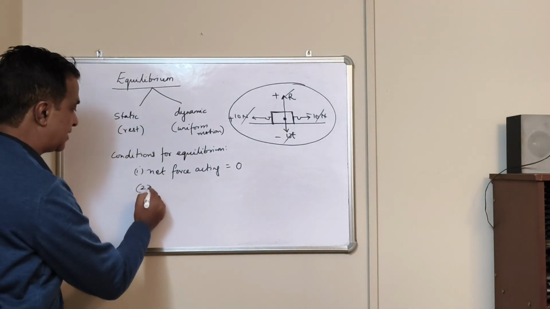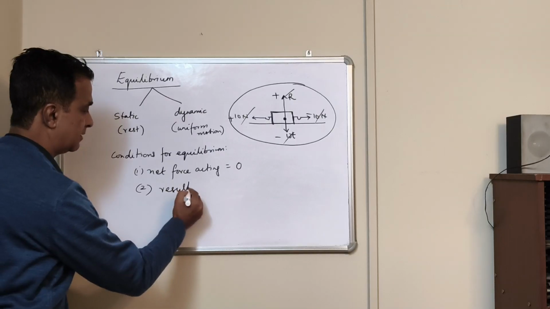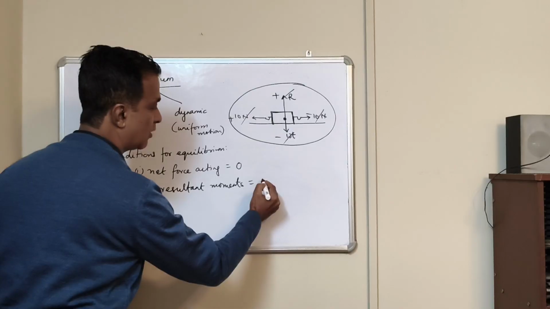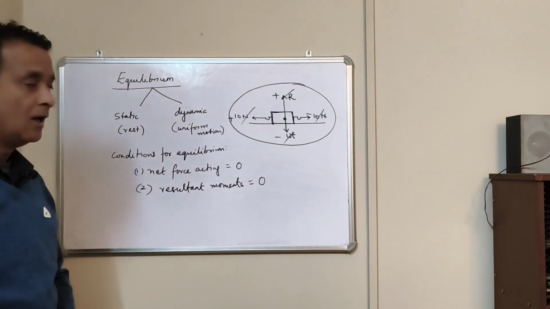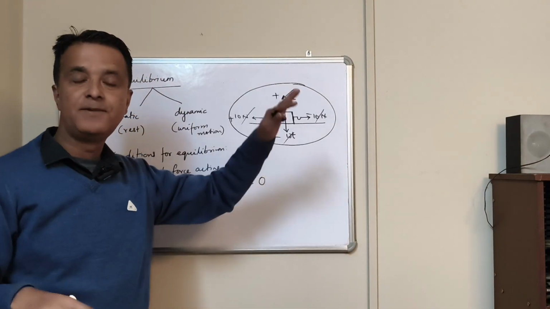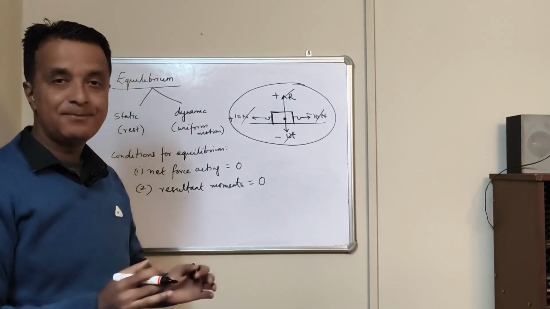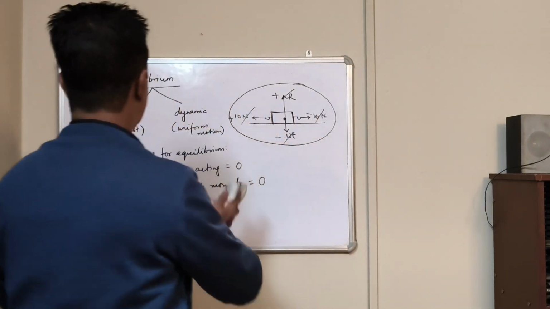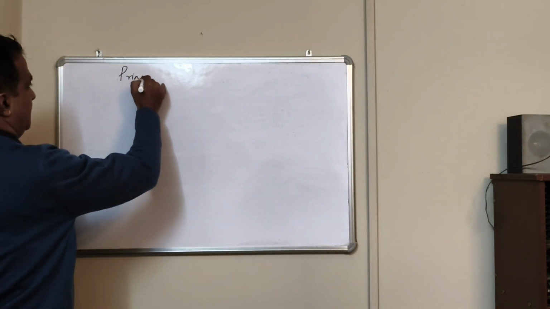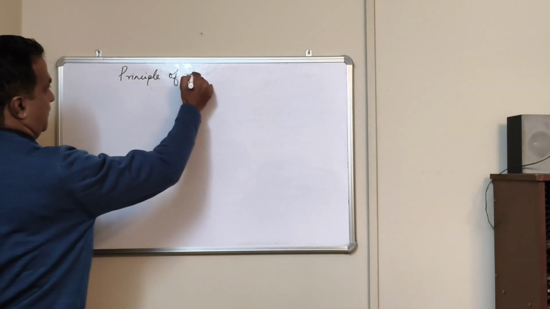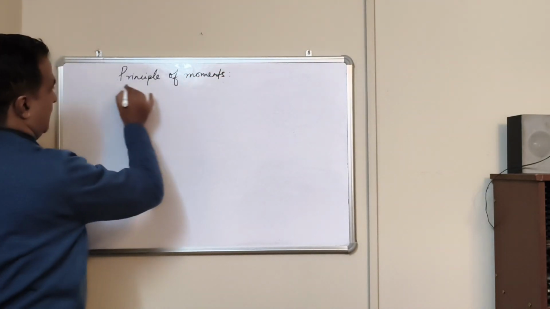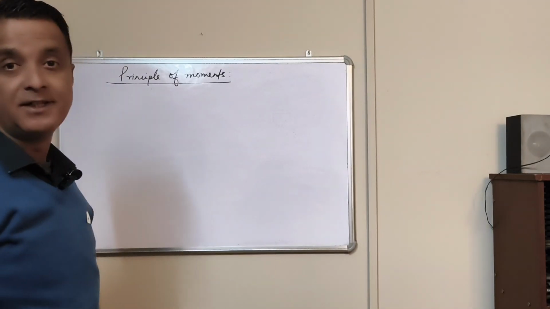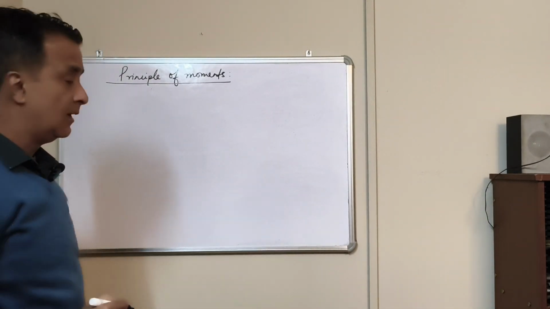Then the second condition is the resultant movements acting on a body should also be zero. Okay, or in simple language, anti-clockwise movement should be equal to the clockwise movement, and that becomes the basis for the principle of movements. Okay, so next is your principle of movements. The principle of movements is basically a continuation of that second point, that the resultant movement should be zero.